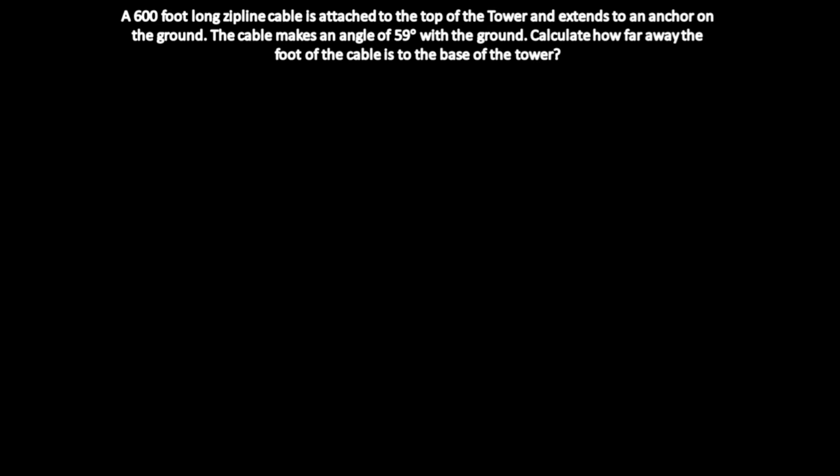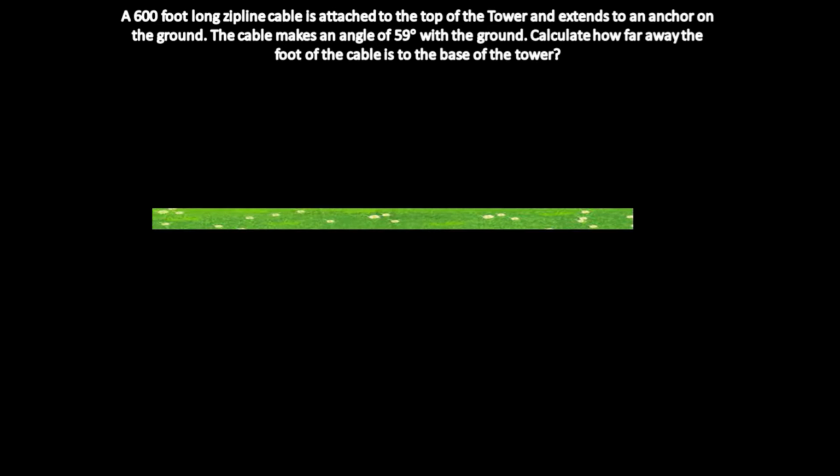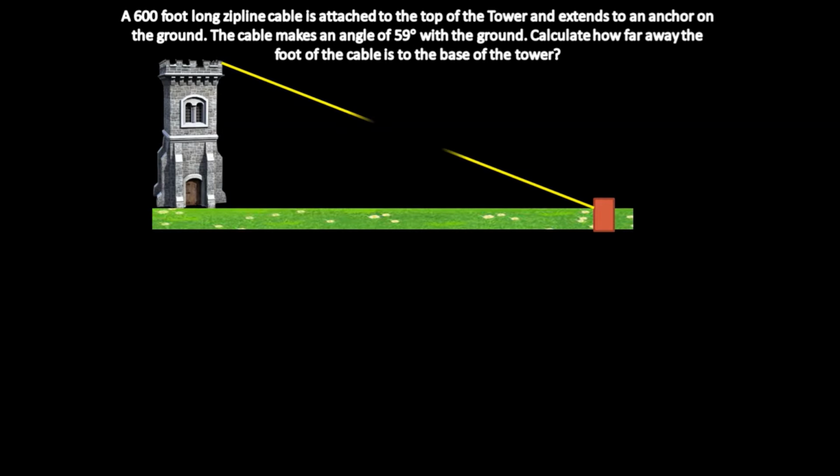Let's go ahead and visualize the scenario. We have the ground, the tower, and we have the zipline cable attached to the top going all the way down to the ground. The zipline cable is 600 feet. The angle with the ground is 59 degrees, and the distance between the base of the cable and the foot of the tower is our unknown, which is x. So we know that x is our adjacent, and 600 feet is the hypotenuse.